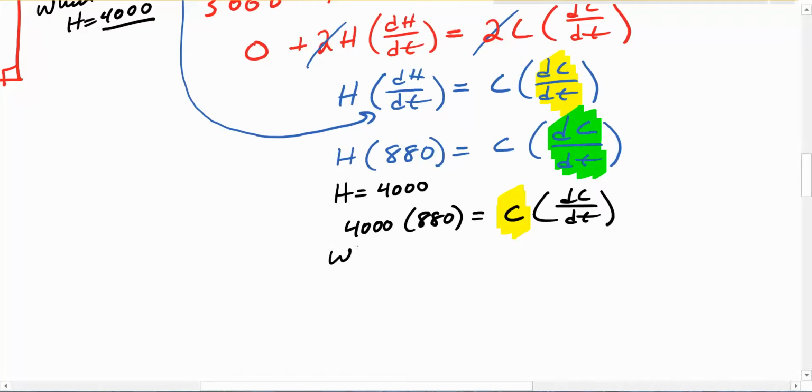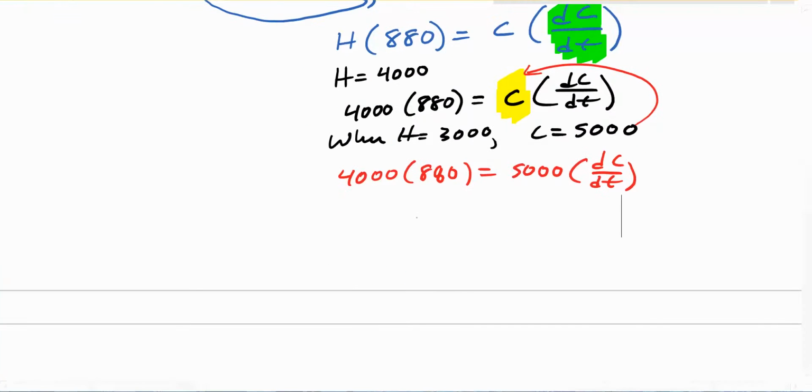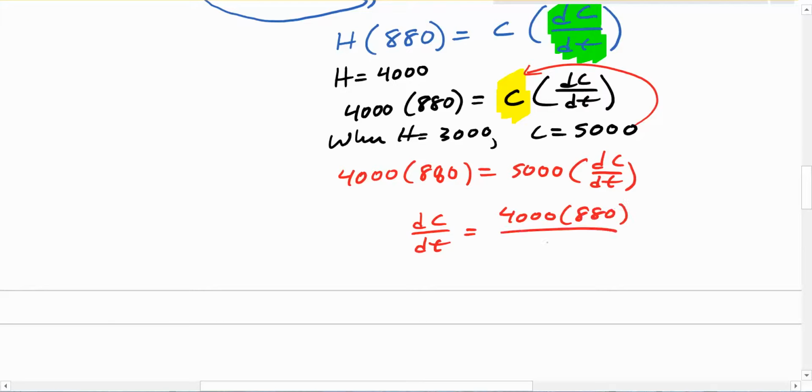So we know that when h is 3,000, what does c equal? 5,000. So where do we plug in that 5,000? Where do we plug it in? For c. We just plug it in right there. So you have 4,000 times 880 equals 5,000 times what? dc dt. So what does dc dt equal? Before you simplify it, it's going to be 4,000 times 880 over 5,000. Can someone take out their calculator and do that for me right now?